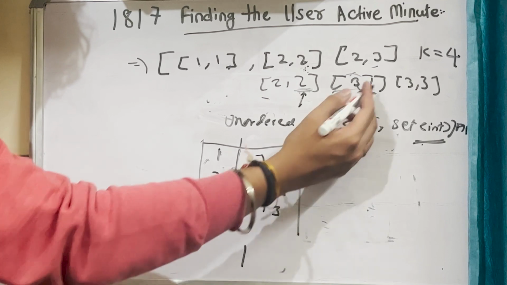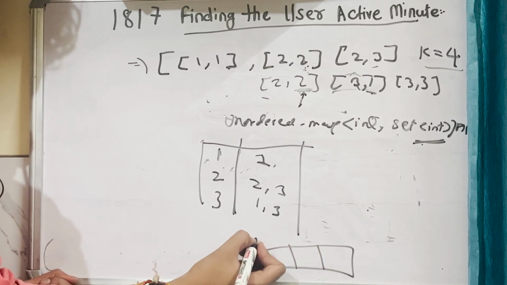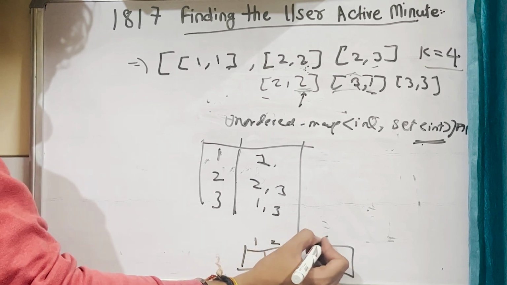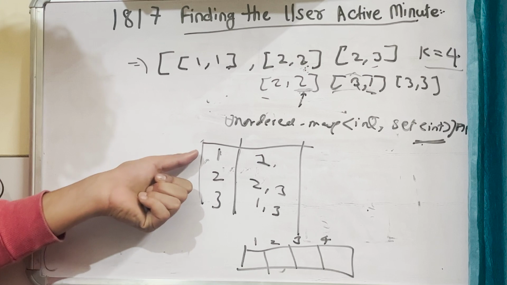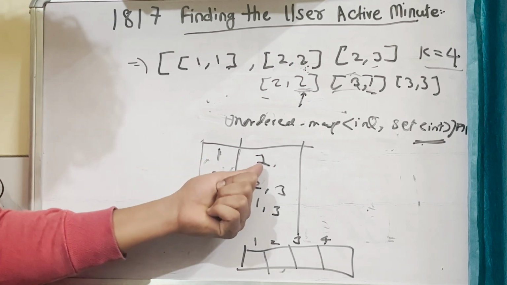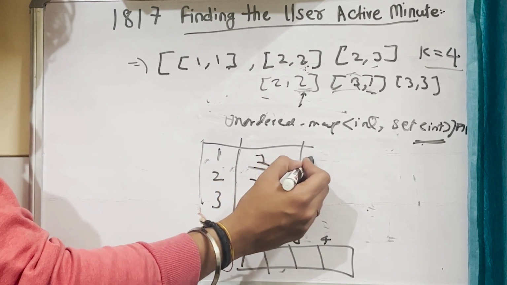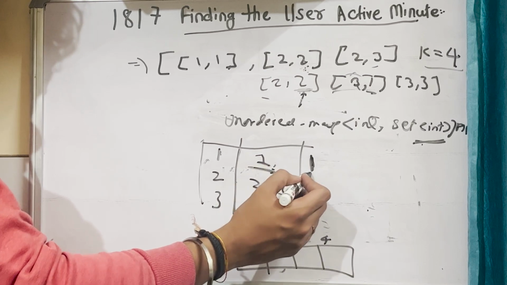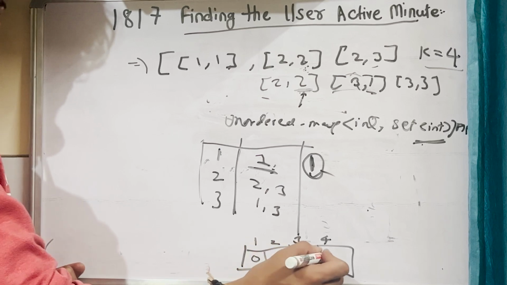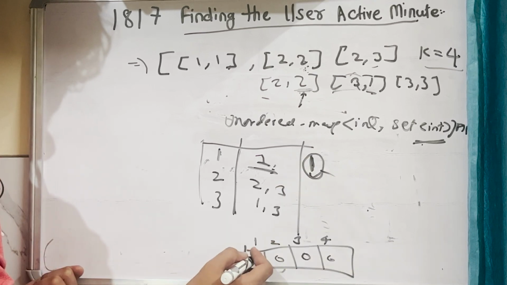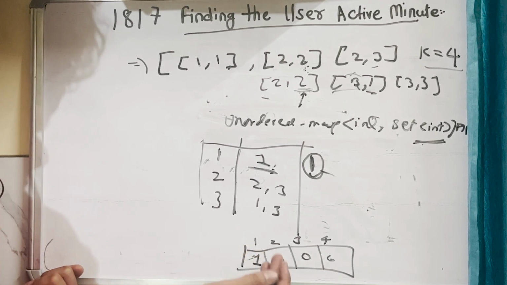Okay, and you have to create an array of size 4, which will be 1-based index. Then you will again traverse through the map you have created. Then you will check the number of unique elements for that user. Like you can see, this user only has 1, or the unique time he was active was 1. So you will go at index 1 and increase its count. Firstly, you should initialize it to 0. You'll check whatever the value was and increase it by 1.